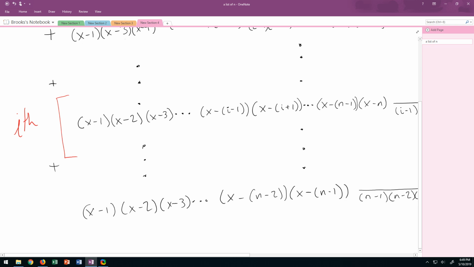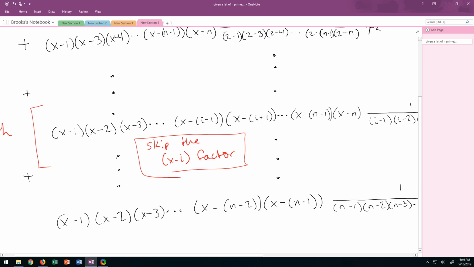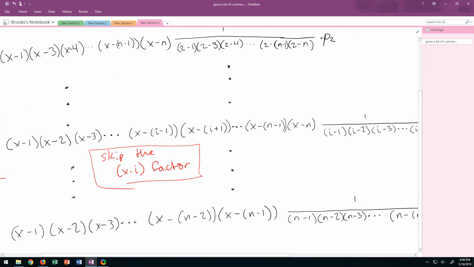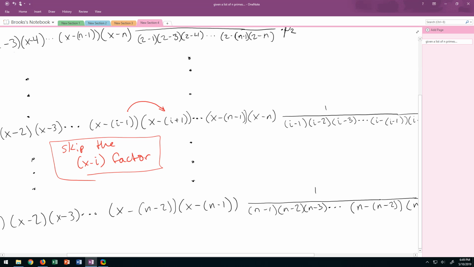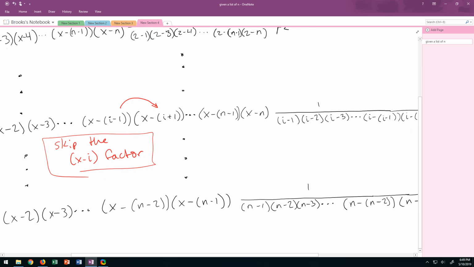I have to put in words here that pretty much you skip the x minus i factor. I didn't really know how to write that here because if i is 1, then I would actually skip this factor right here. So I have to write in words, skip the x minus ith factor. I tried to explain it like this: x minus 1, x minus 2, x minus 3, dot dot dot, all the way up to x minus (i minus 1), and then you skip over to x minus (i plus 1). So you skip x minus i. That's how I tried to write it. And then you continue all the way up to n.